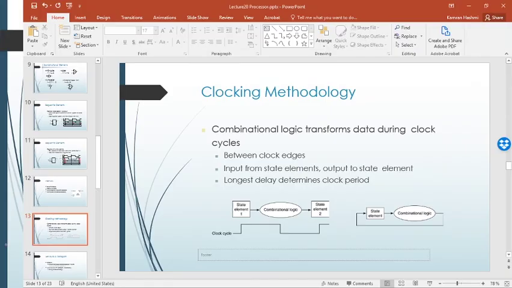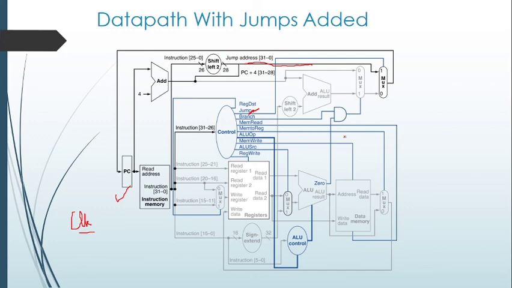So this is your last lecture. We saw clocking methodology. We have combinational blocks as well as state elements, which are the registers and memories. So the clock speed depends on the slowest combinational block. In this scenario, the slowest combinational block comes from the longest path of the instruction. Which instruction takes the longest path will decide the clock period.